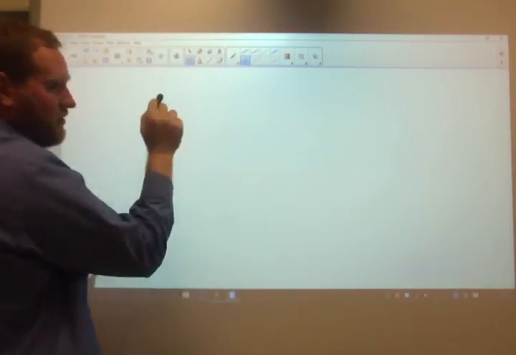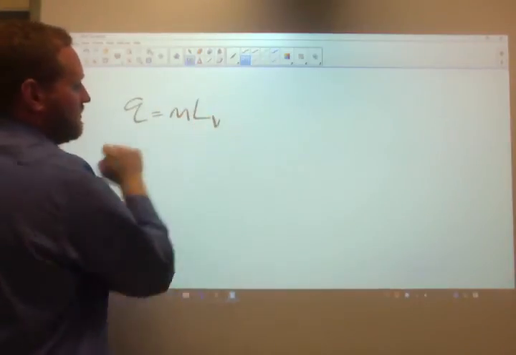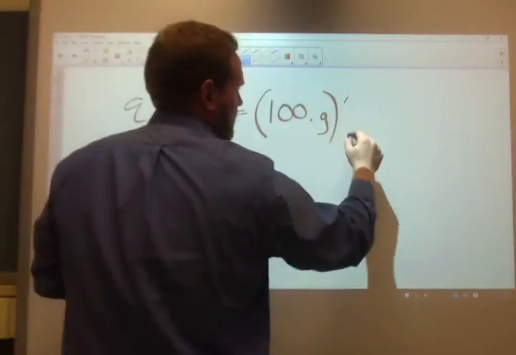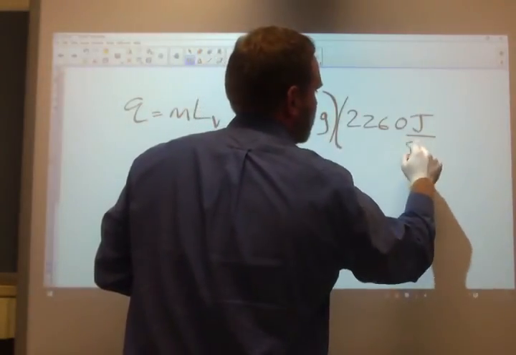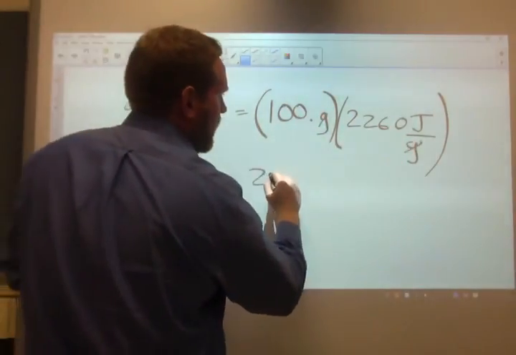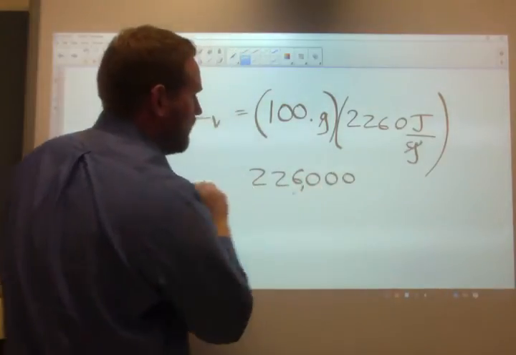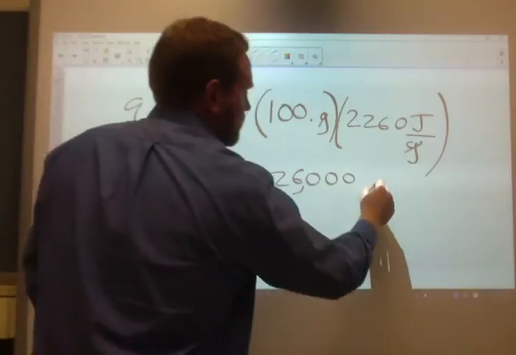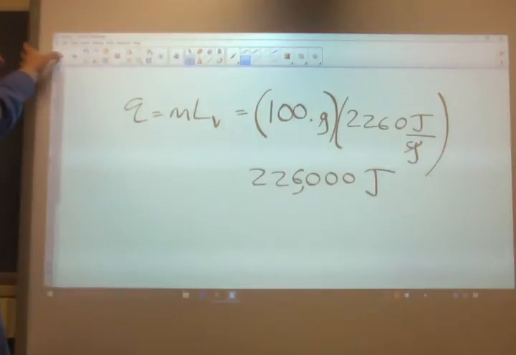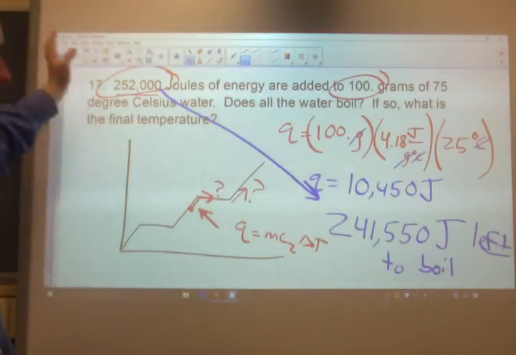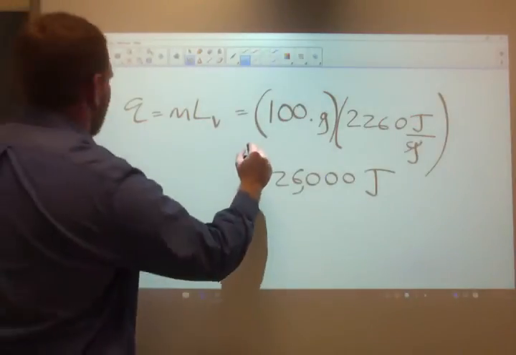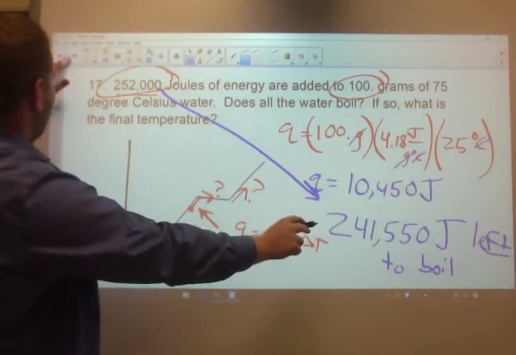So, how many joules do I need to boil 100 grams of water? For that formula, it's letter D. Q equals M times the latent heat of vaporization, which is 100 grams, that's my mass, times my 2260 joules per gram. That's my latent heat of vaporization. Gram cancels grams. This one I could do in my head. 226,000 joules. So that's how many joules it takes to boil 100 grams. Let's compare this to how much I actually had available. And as I can see, I had 241,550. I only needed this much.